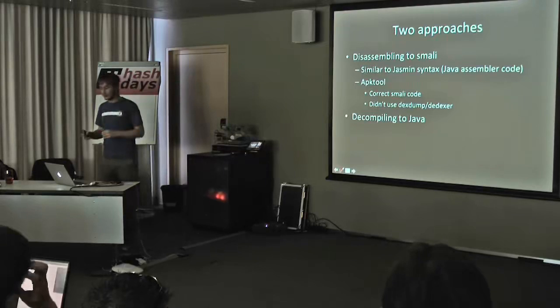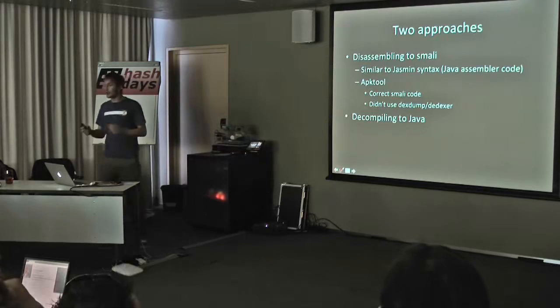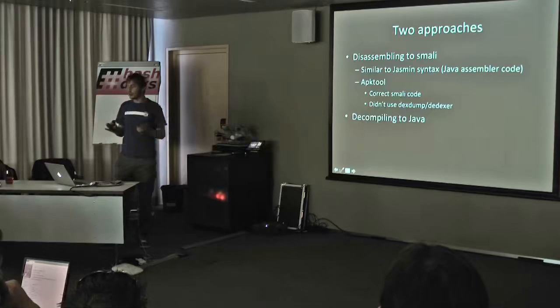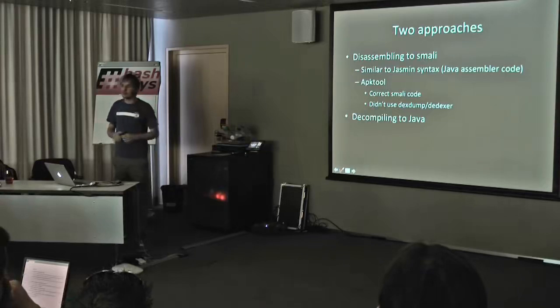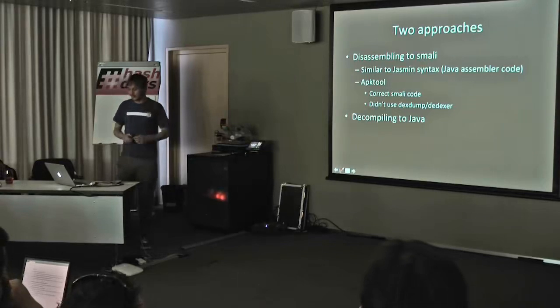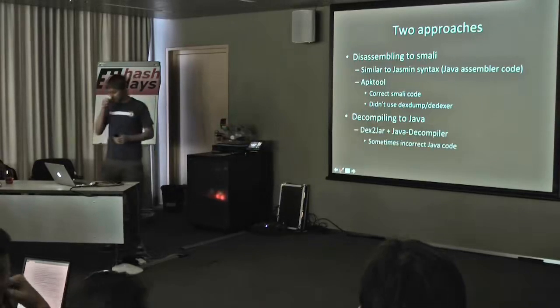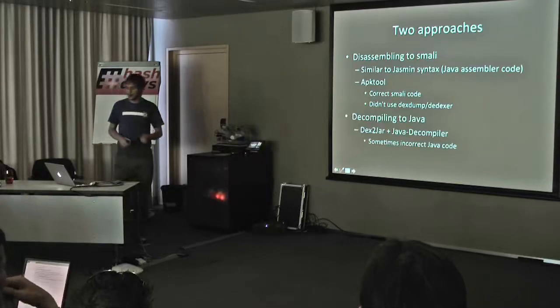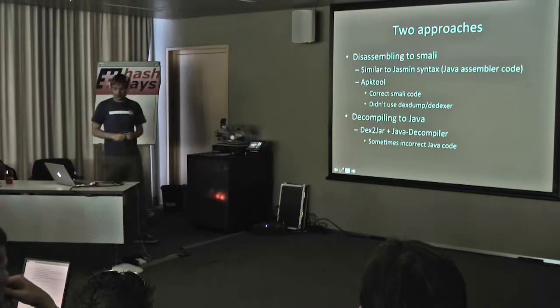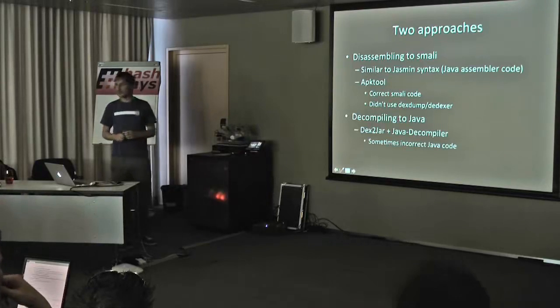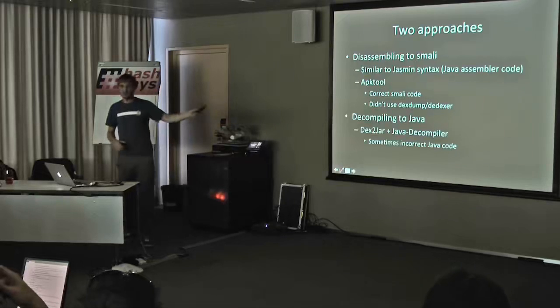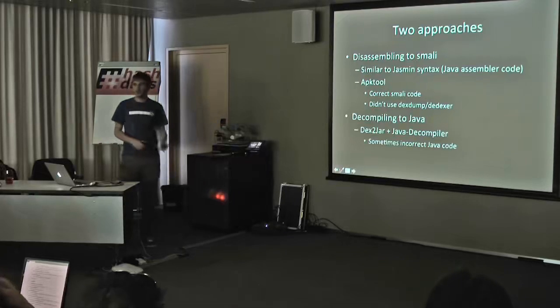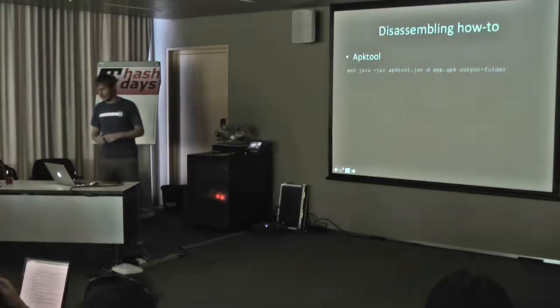The other approach would be decompiling to Java. Smali code is pretty easy to read, as we will see later, but Java is, of course, even nicer to read. You use dex2jar and just a standard Java decompiler. The problem is that it sometimes produces incorrect Java code. So if you have incorrect Java code, you cannot take this code and recompile it again to an Android app.